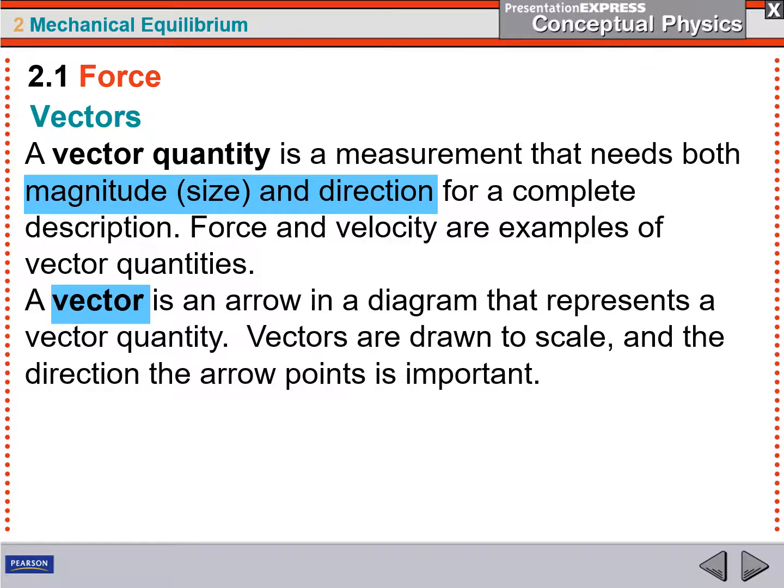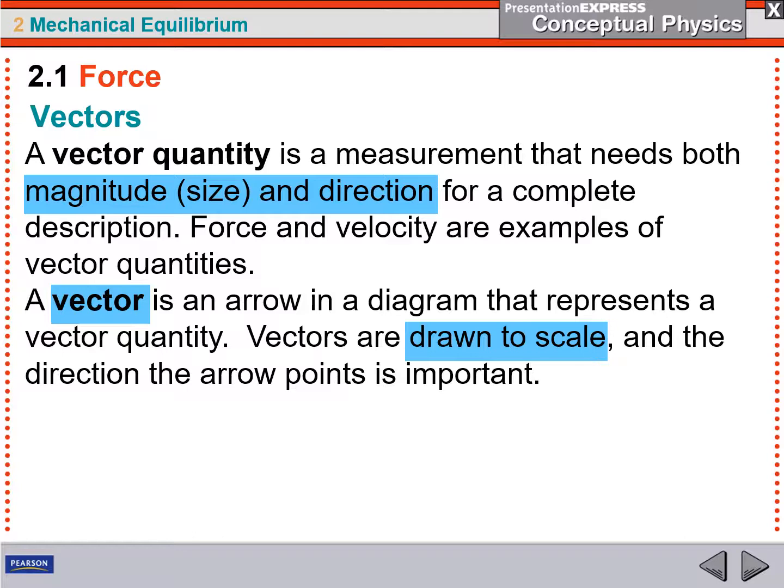When we represent vector quantities on paper, we draw them with arrows. Those arrows are called vectors. So a vector is an arrow in a diagram that represents a vector quantity. For example, in the previous slide, the arrows represented vectors of the various forces at work on the airplane. One thing that's important to keep in mind is that vectors should be drawn to scale, at least some sort of comparative scale, and the direction that the arrow points is important.